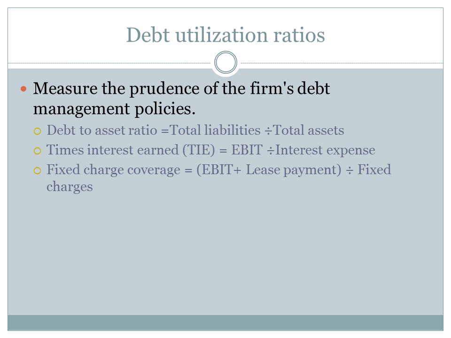Debt utilization ratios measure the prudence of the firm's debt management policies. Debt utilization ratios include the debt to asset ratio, times interest earned, and fixed charge coverage.